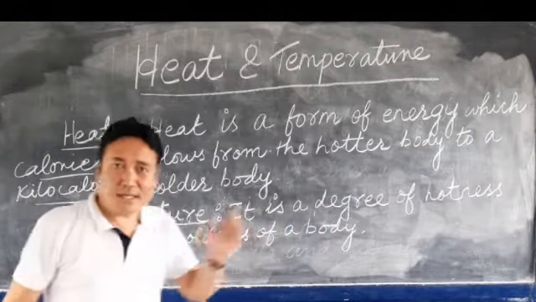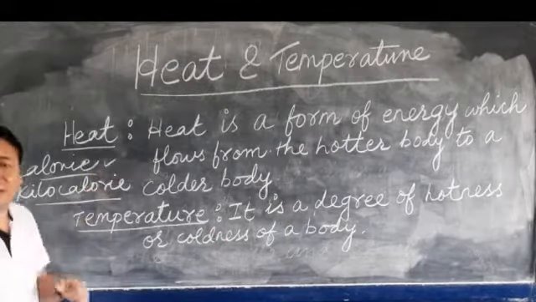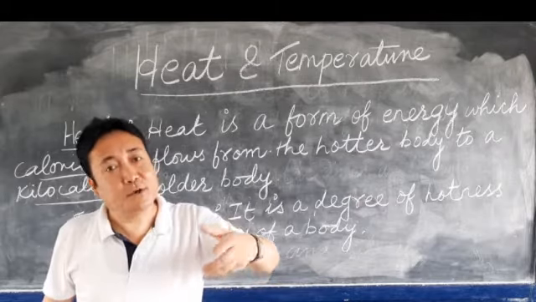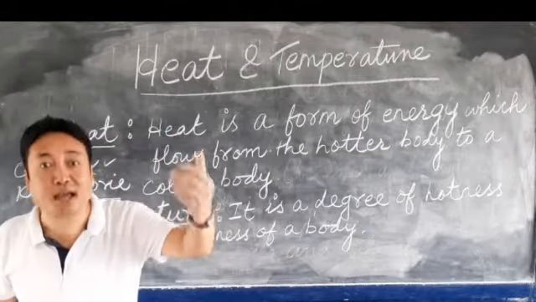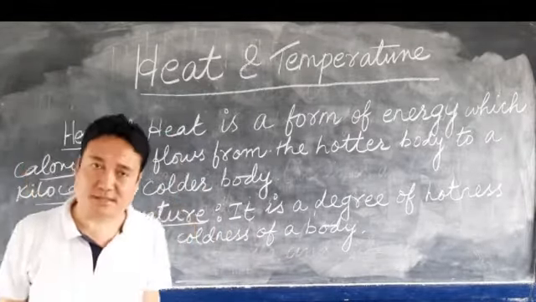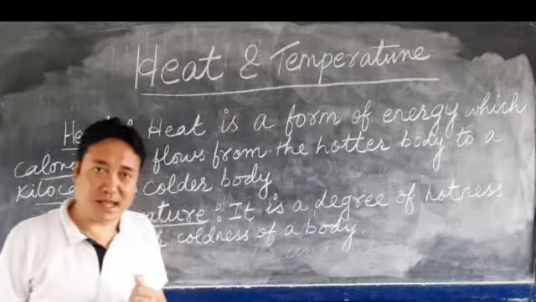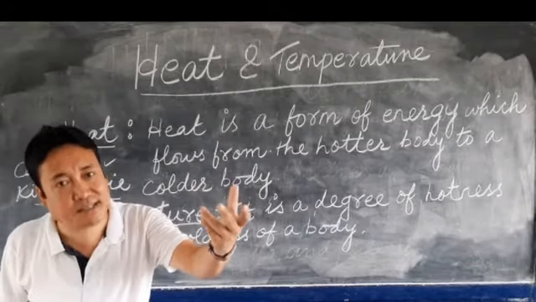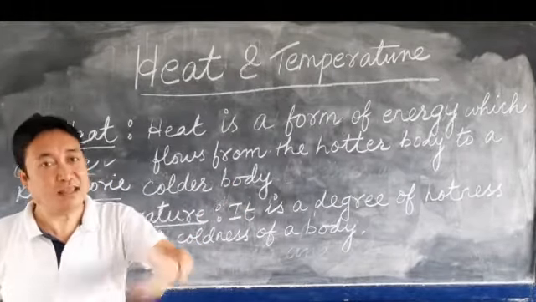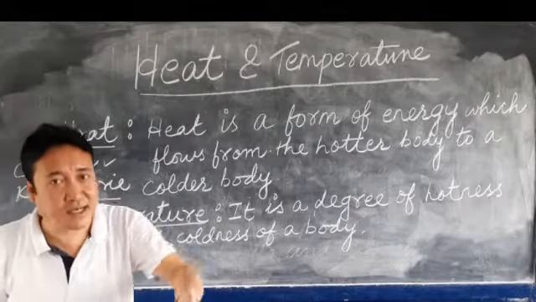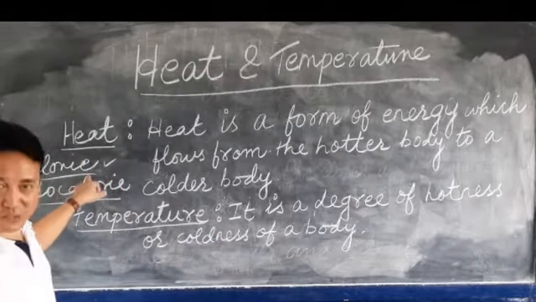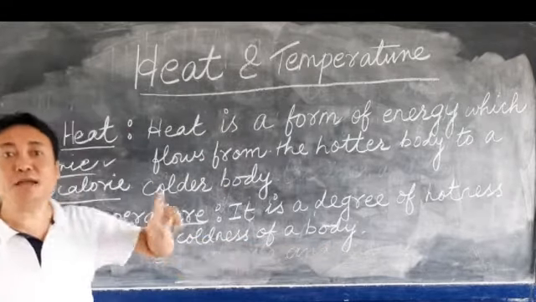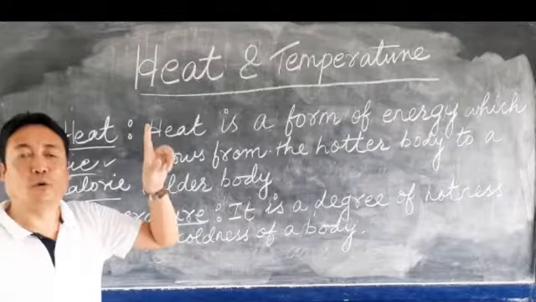And what is a calorie? Calorie is the amount of heat required to raise the temperature of 1 gram of water by 1 degree Celsius. What it means is that you take 1 gram of water and heat it by 1 degree Celsius. Therefore, the definition of calorie is the amount of heat required to raise the temperature of 1 gram of water by 1 degree Celsius.